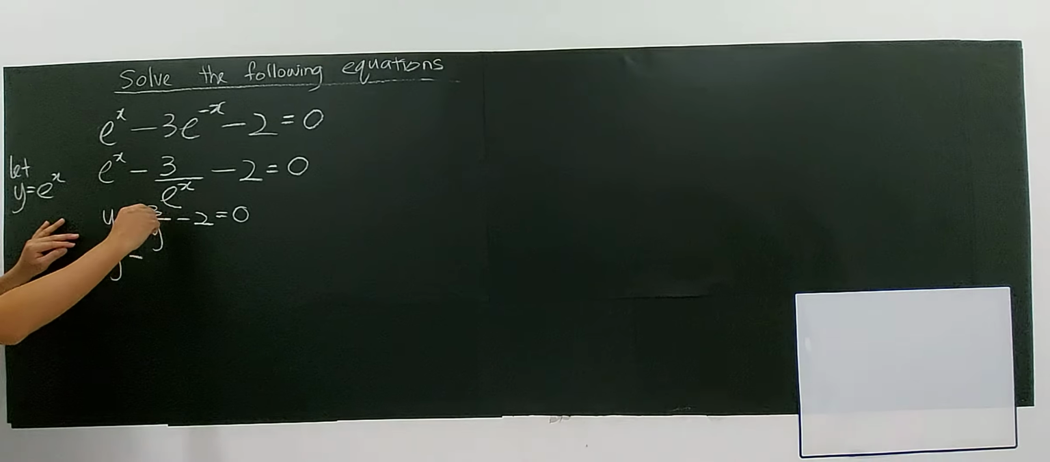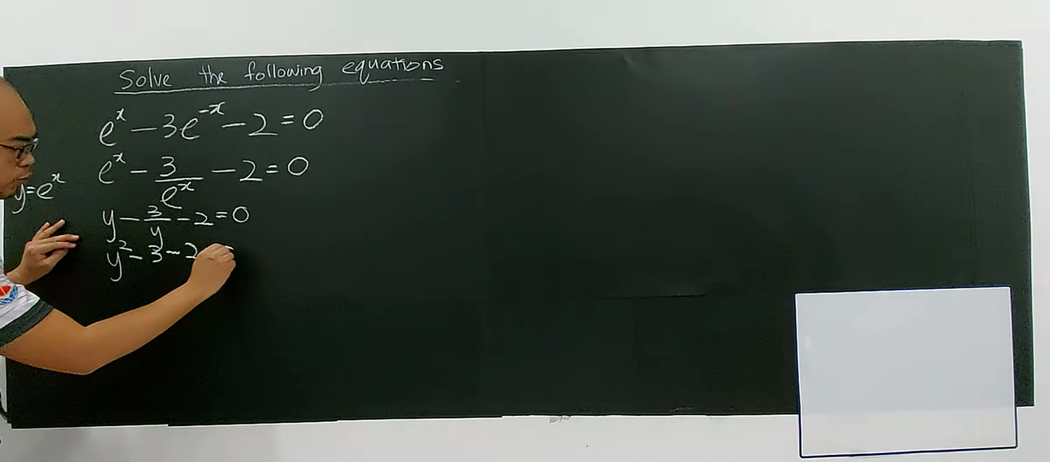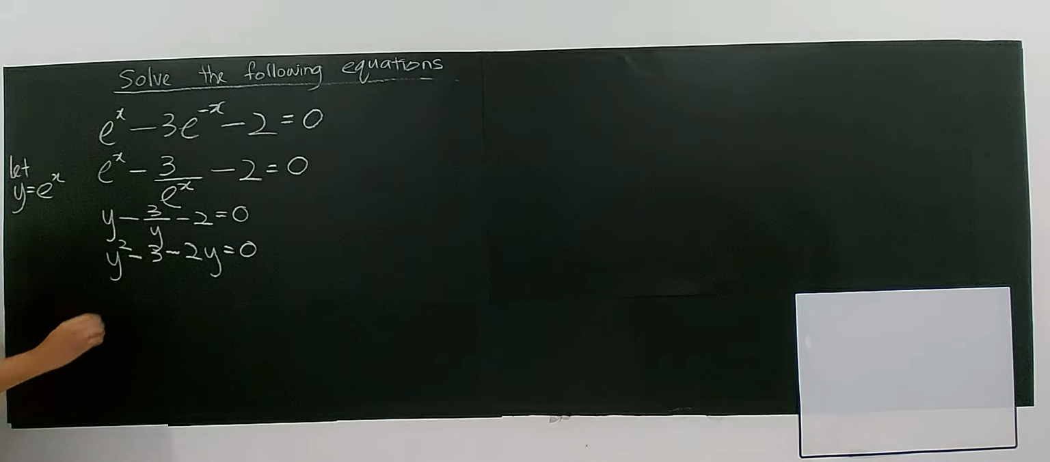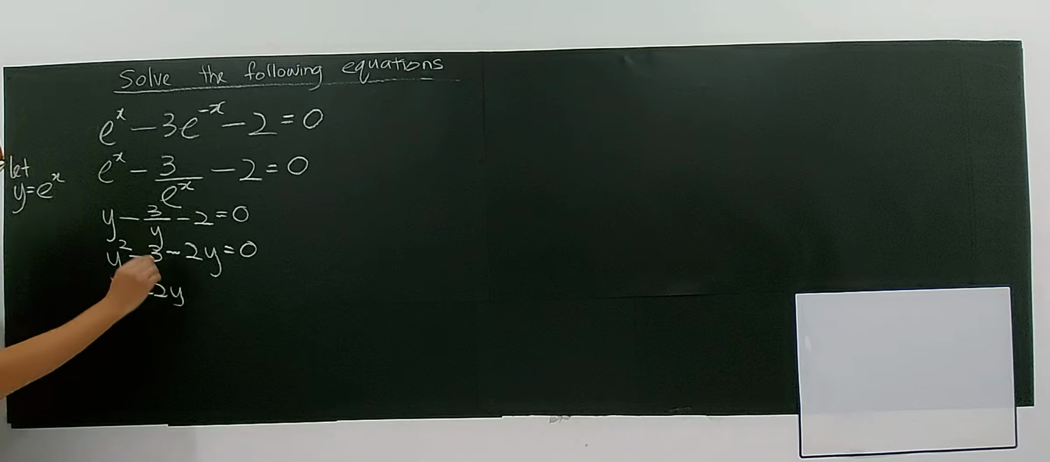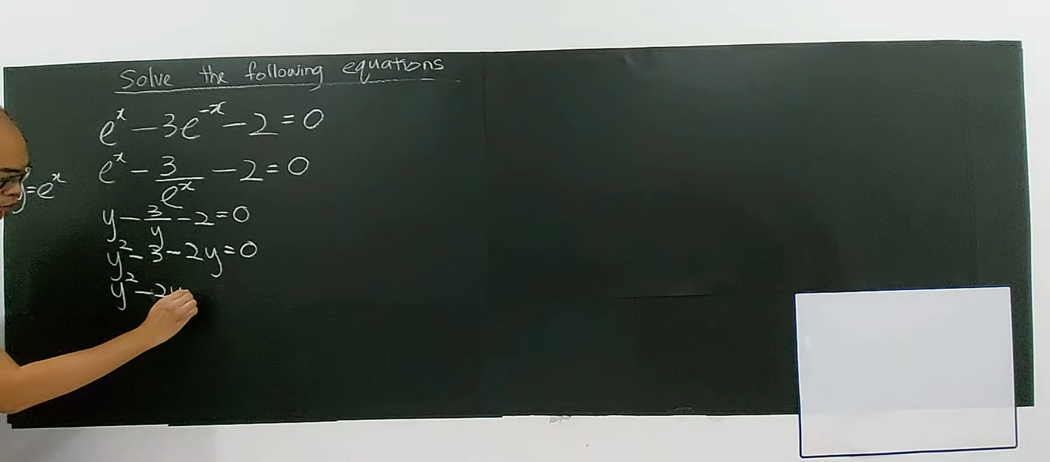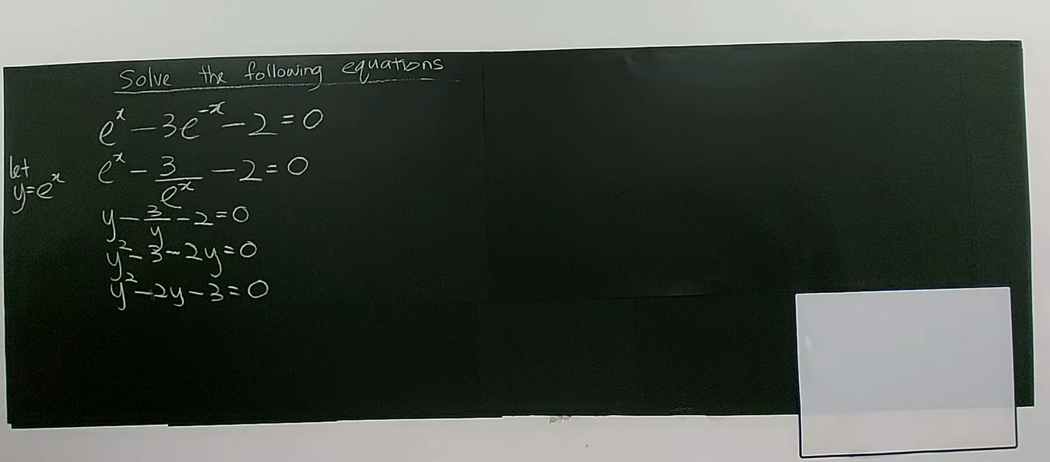You multiply y for this. Imagine you have cancelled out the y, so you have 3. This one you multiply, you have 2y equals 0. So I rearranged it. You can actually see this is a quadratic equation. I arranged it in general form, so I can get a quadratic equation.